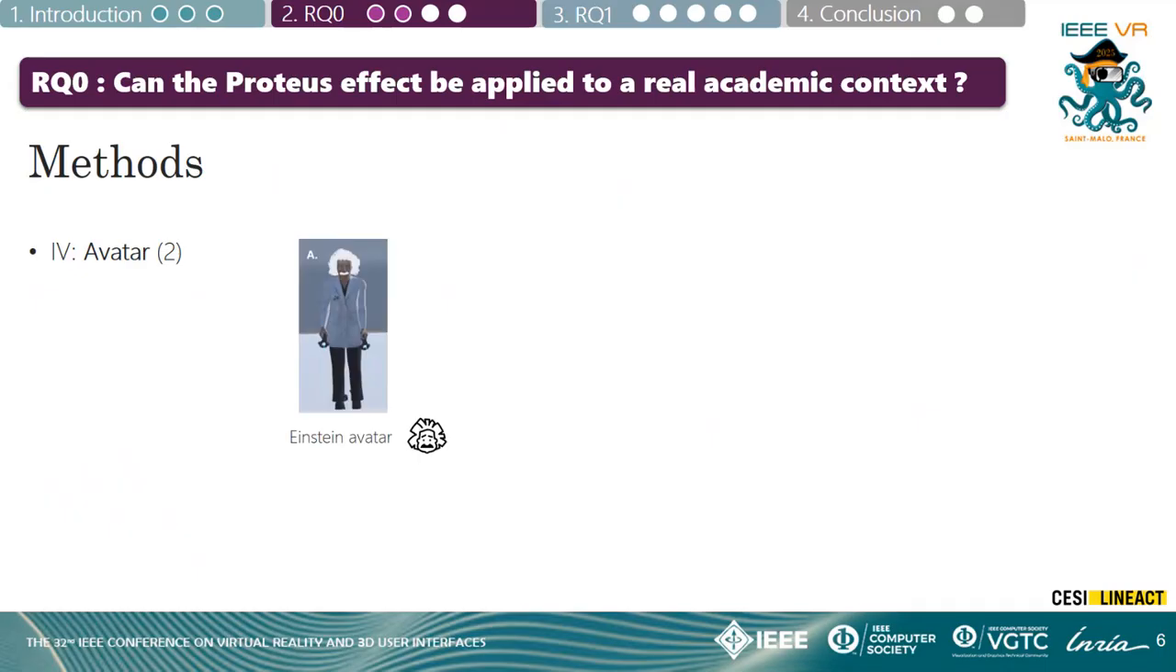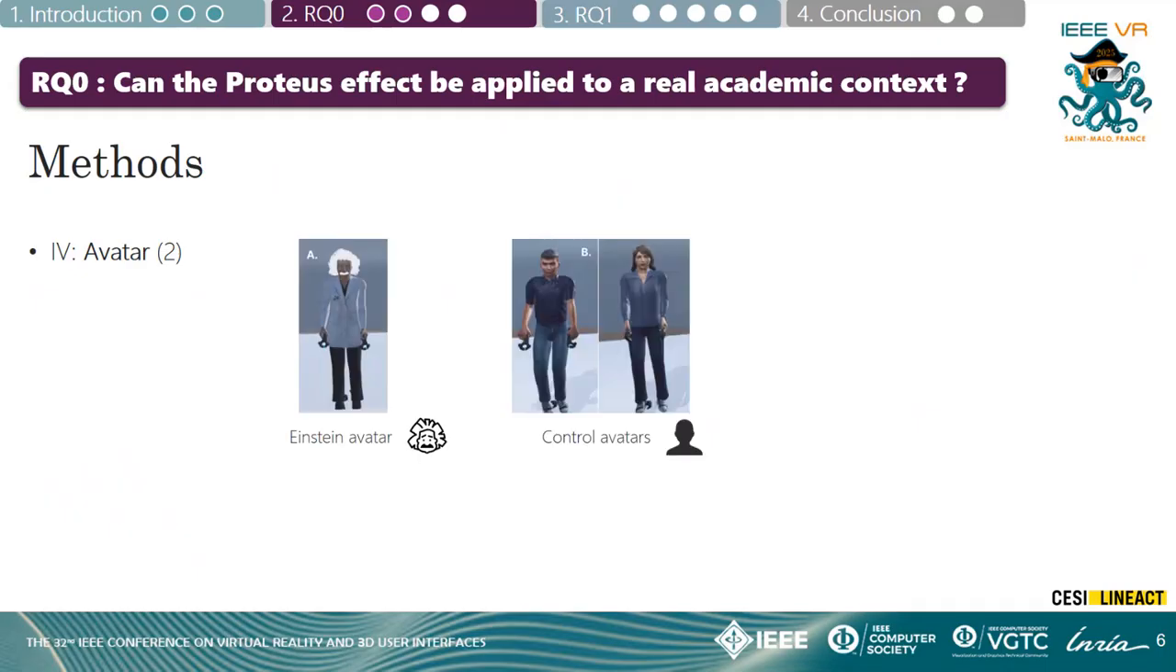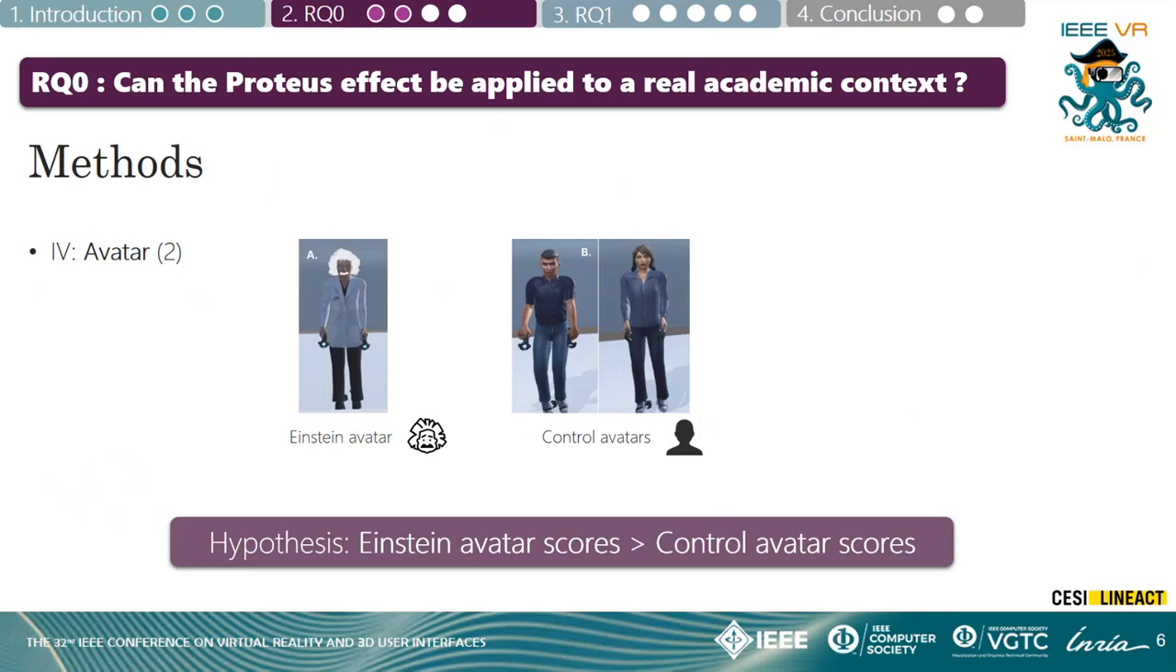In this experiment, participants were randomly assigned to one of two avatar conditions. They either embodied the Einstein avatar or a control avatar matching their gender. For this preliminary experiment, we hypothesized that students embodying the Einstein avatar would have significantly higher scores on the statistics test compared to students embodying the control avatars, demonstrating the Proteus effect.